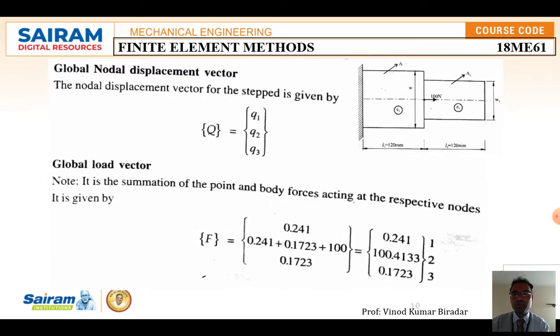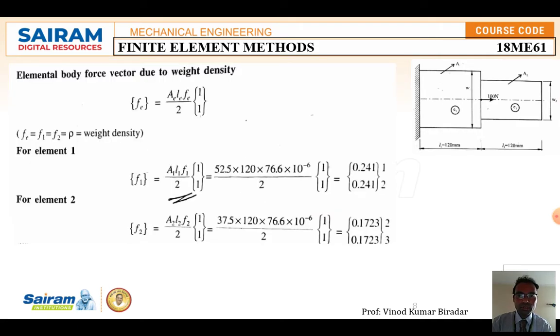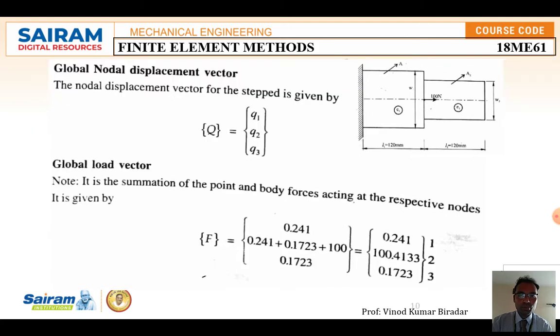Then go to step number 4. You also have to calculate the nodal displacement vector. Since there are 3 nodes, Q1, Q2, Q3 are the nodal displacements. The force vector is the summation of the point and body forces acting at the respective node, so here force 1, force 2, force 3. You calculated force 1 and force 2, and here the point load is also acting. F1 you already calculated; F1 is equal to 0.241, which you substitute here. And F2 is equal to what?